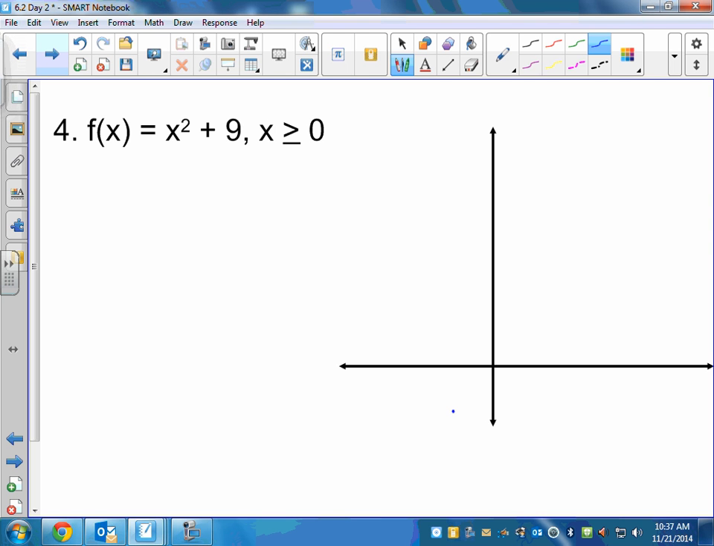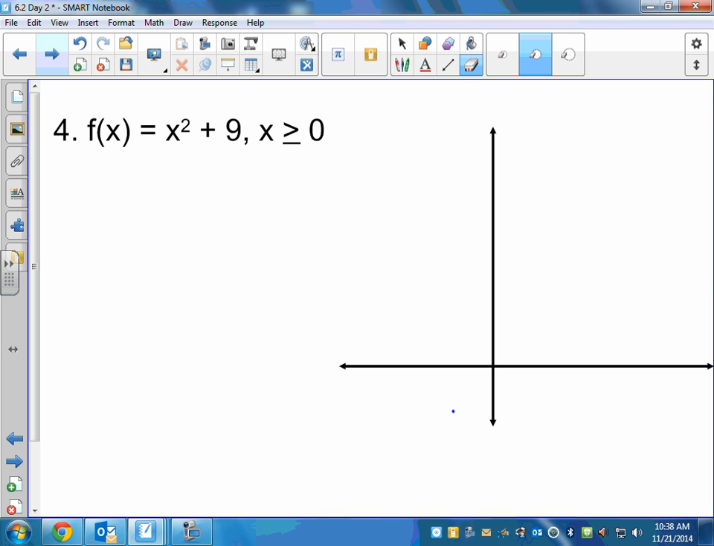Notice on this one, they tell you the function is x squared plus 9, but then they say where x is greater than or equal to 0. Remember that we talked about yesterday, if you had a quadratic graph, if you had x squared plus 9, that does not pass the horizontal line test. So what they've done is they've said, okay, let's just look at the right side of that quadratic. Let's just look at the positive side. That passes the horizontal line test, so that's what I'm going to find the inverse of.